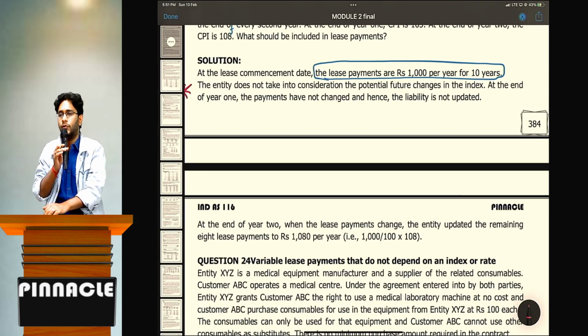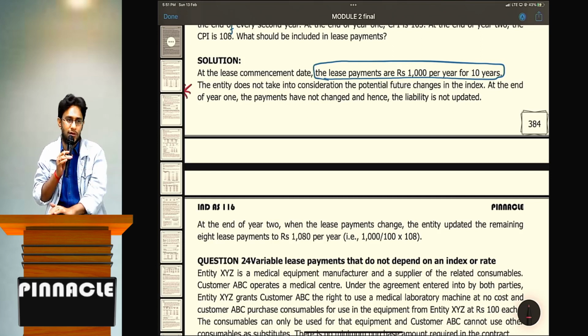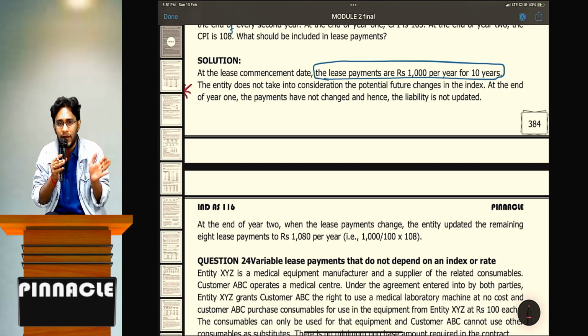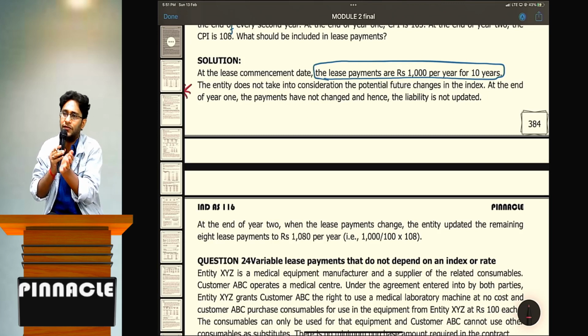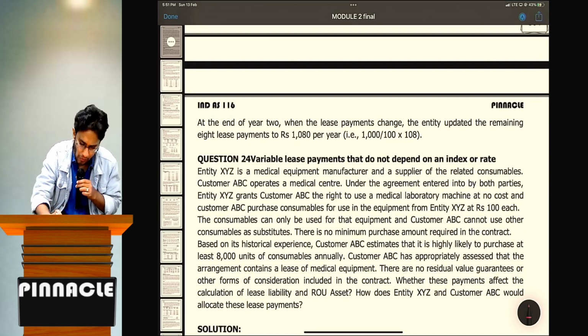At the end of year 2, when the lease payments change, the entity updates the remaining 8 lease payments to 1080 per annum. What are the remaining 8 lease payments? 3, 4, 5 to 10. All of them are 1080. Actually 1080 is only for years 3 and 4, but for 5, 6, 7, 8, 9, 10 I don't know, but still you will apply 1080 only. Again at the end of 4th year you will update for 5th, 6th, 7th, 8th and like that you keep on doing.